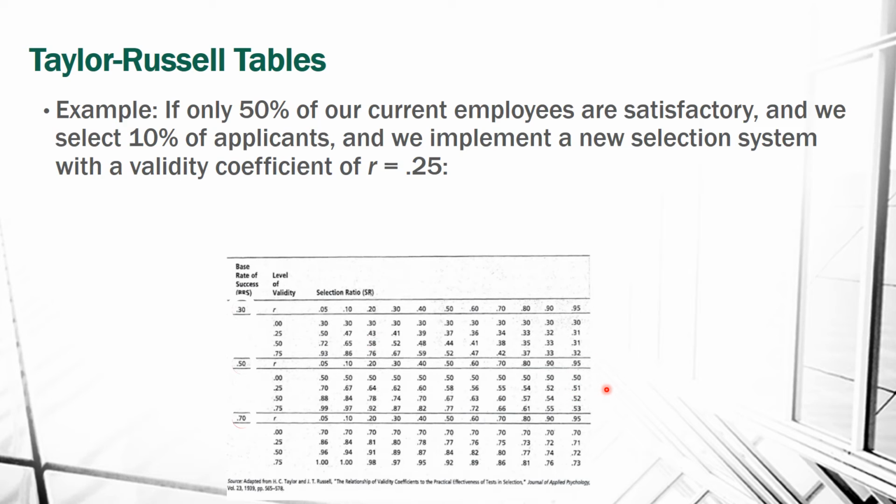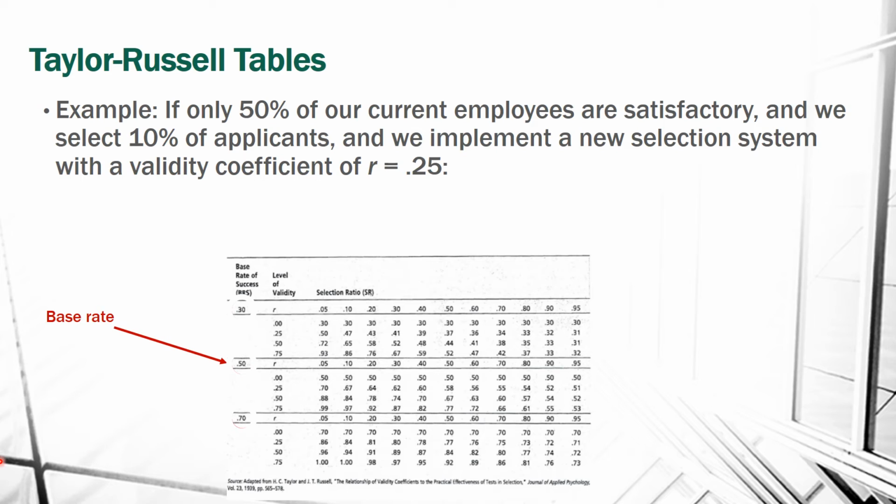So imagine that we have a situation where only about half of our current employees are satisfactory. This is not a great state of affairs. We're pretty motivated to go out and improve our base rate. We want to have a new selection system. So our base rate right here is 0.5.